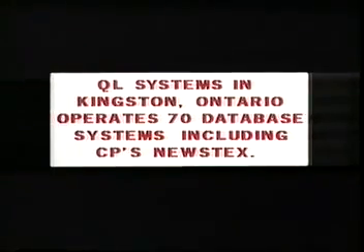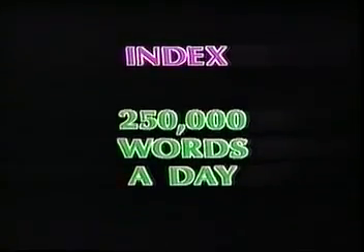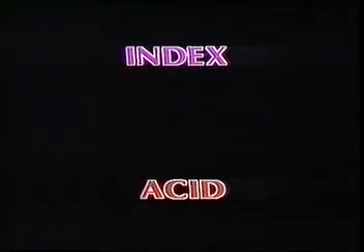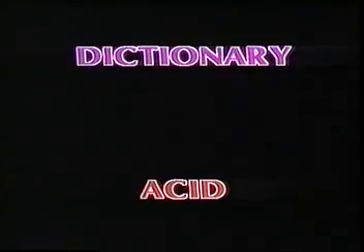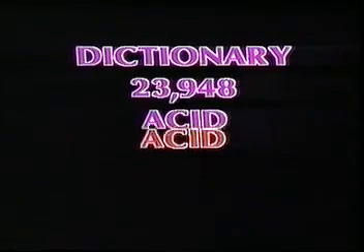What QL Systems uses, and therefore Newstex, is natural language search. What the system does is it takes the full output of our newswire, which is about 250,000 words a day, and it indexes absolutely every single word. So, for example, along comes the word acid. It takes the word acid and it says, have I ever seen the word acid before? And it looks up its little index where it has the word acid stored, a dictionary. We call it the dictionary. And it says, oh yeah, I've seen that word 23,948 times before.